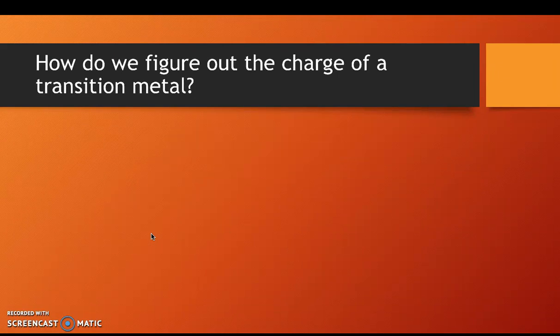Again, continuing this, how we figure out the charge of a transition metal. If we have the compound MnO2, we first need to identify that this is a transition metal. And if we look up Mn on the periodic table, we'd see it's manganese. That, in fact, is a transition metal. It has the possibility of a +2, a +3, or a +4 charge.